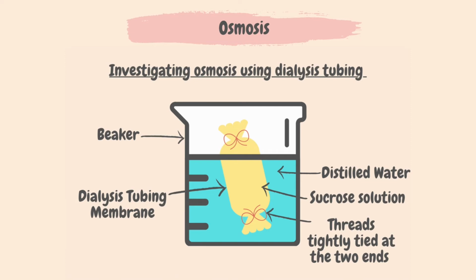Water moves from a region of higher water potential, that is a dilute solution, to a region of lower water potential, or concentrated solution, through a partially permeable membrane. Therefore, the water level outside the tubing will decrease as water moves into the tubing via osmosis.